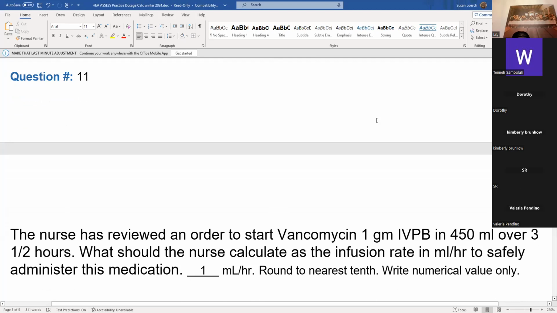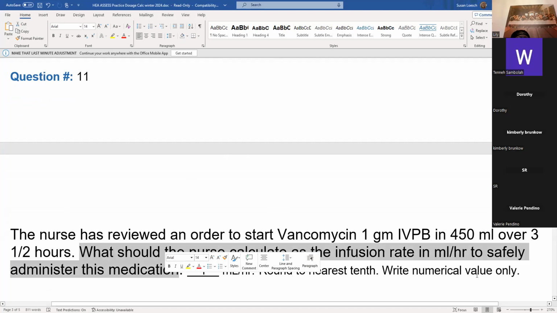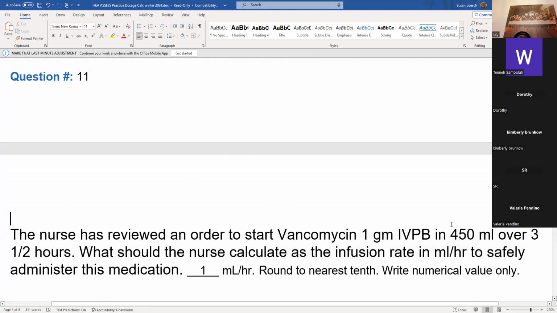Okay, what's this one asking you for? Make sure you read the last part of the statement. Don't read the first part. This is where you should be reading from, what the question is asking you. So it's asking you to set the pump in mLs per hour, right? Because if you're calculating an infusion rate, that's what you're doing. You're setting the pump.